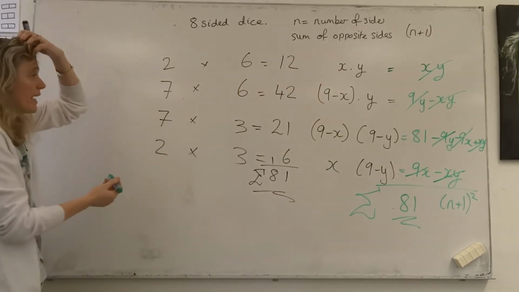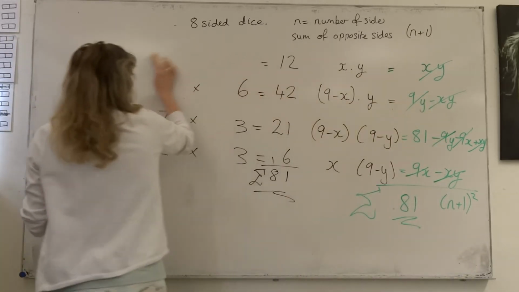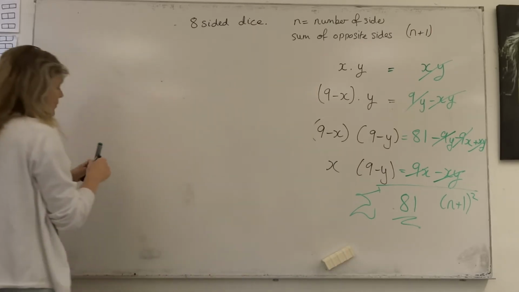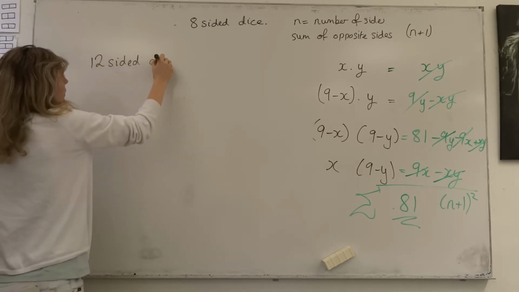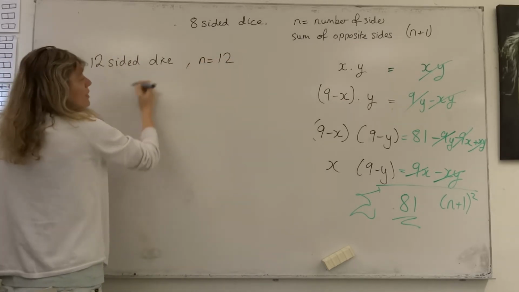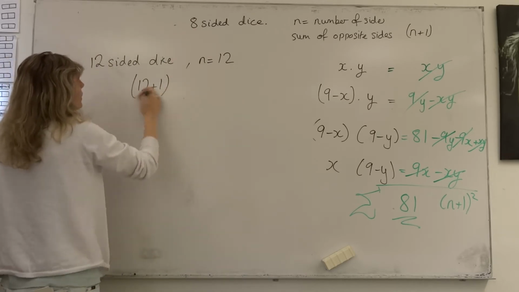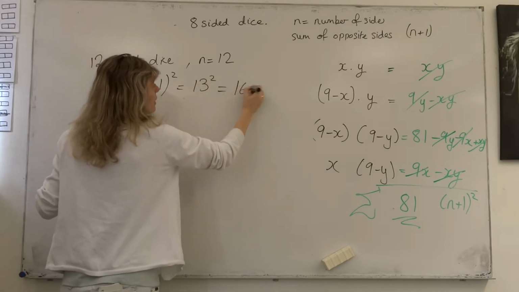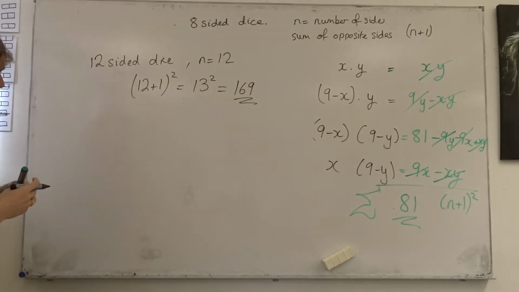So now we've shown it for an 8-sided dice, and we can just use this conclusion to then say, right, what's going to happen then if it's a 12-sided dice? Then n equals 12, so we're expecting, when we manipulated it in the same way, that we'd get 12 plus 1 squared. That would be 13 squared. 13 times 13, 169. You should remember that one. It's one of the squared numbers that you should remember.